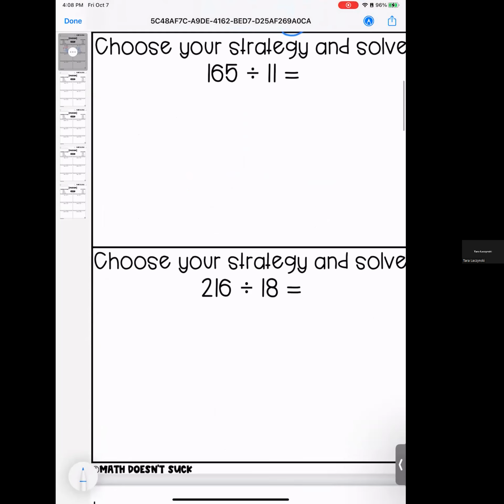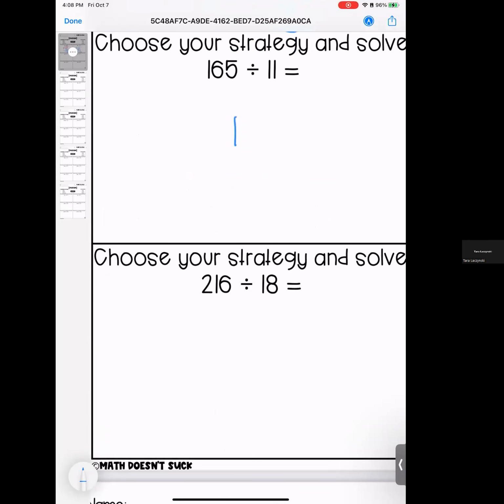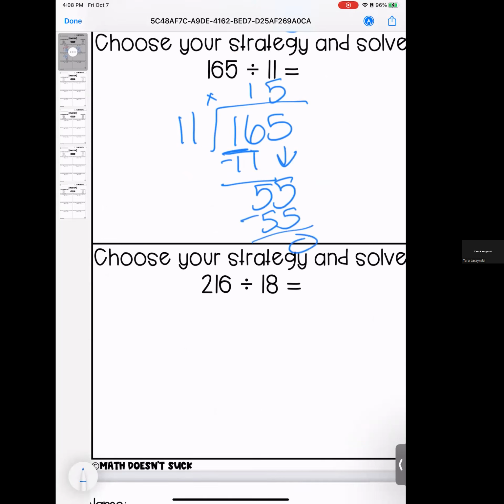Sliding over to our next one, 165 divided by 11. 11 does not go into 1, but it goes into 16. It goes into 16 one time. 1 times 11 is 11. When I subtract 16, take away 11, I'm left with 5. Bring down my 5. 11 times 5 gives me 55 on the nose. My answer is 15 with no remainder.